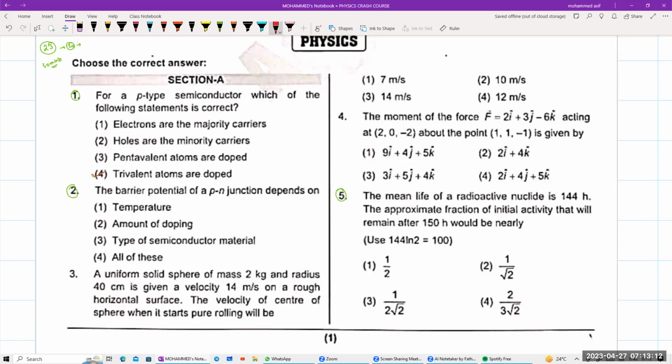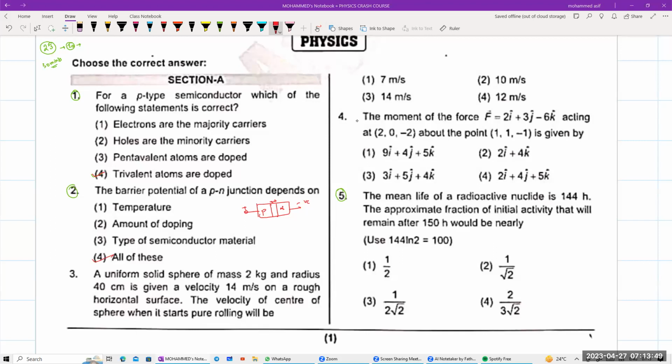The barrier potential of a PN junction depends on... this is our PN junction, this is the p-type and n-type semiconductor, and this is the depletion layer. This is connected to the positive terminal, this is connected to the negative terminal, it is forward biased. The barrier potential of a PN junction depends on temperature, amount of doping, type of semiconductor material, all of this. It depends on temperature, amount of doping, and also the type of semiconductor metal used. All of this will be the answer. Sure, very good.